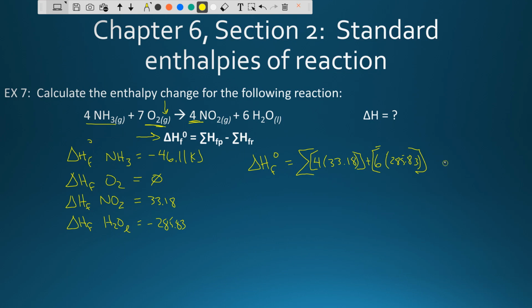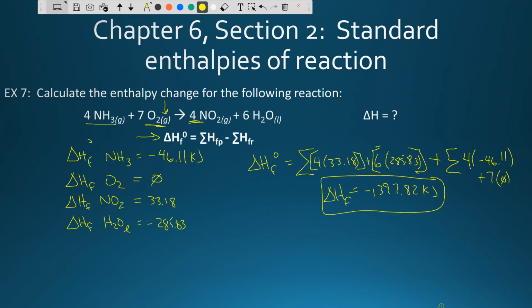Okay, so that plus the summation of my reactants. And remember, my oxygen didn't do anything, so I simply have 4 times my negative 46.11. Okay, so if I do all of that math, and I guess I could just go 7 times 0, for posterity there, you find that my delta H for the entire equation is a negative 1397.82 kilojoules. Okay, pretty easy problem actually. Just consult your charts for those different heats of formation.